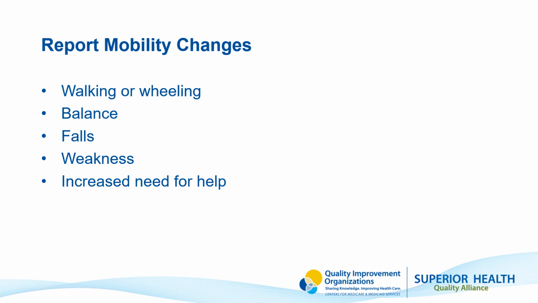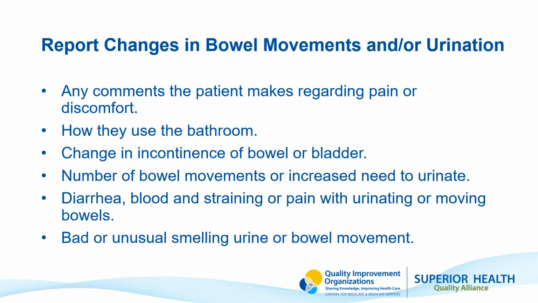You may notice the patient has trouble getting started ambulating or has poor balance. Notice if they seem to be walking differently than normal. They may be taking smaller shuffled steps or walk with their feet wider apart than usual. Look to see if the patient is favoring one side more than the other. Watch for any weakness in an arm, hand, or leg. Do they need more assistance than usual? Never assume someone else has reported these changes.